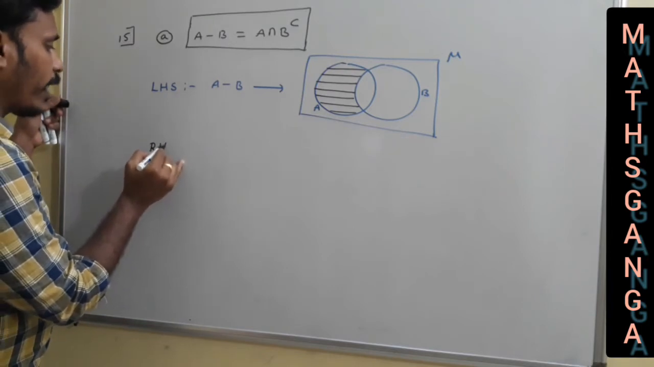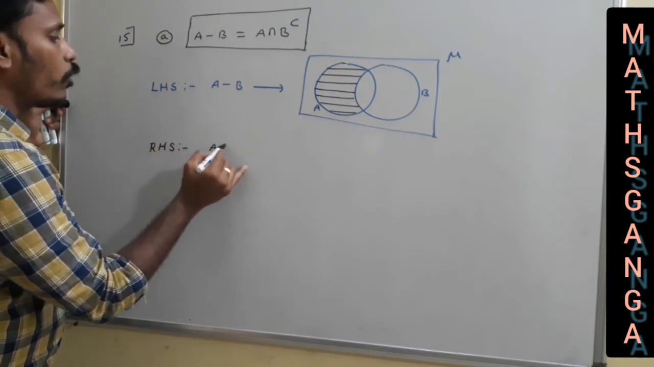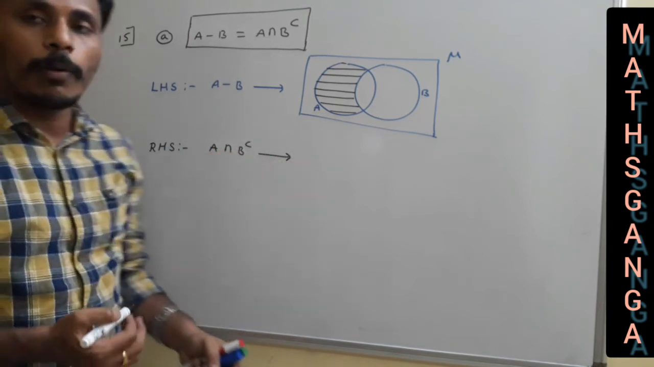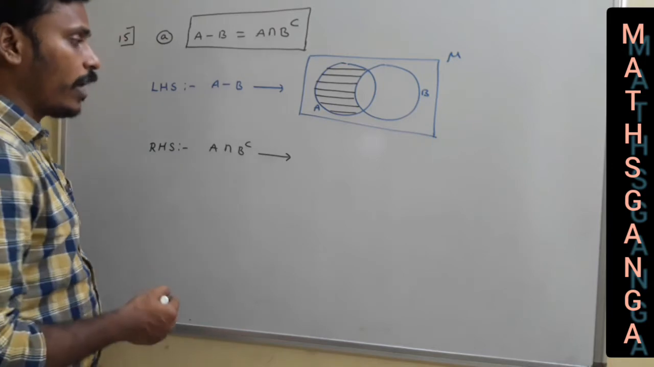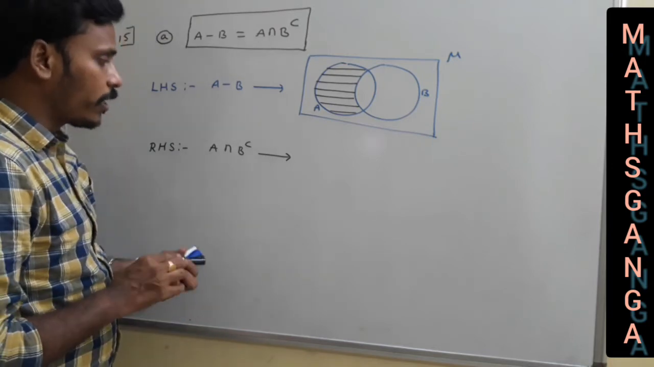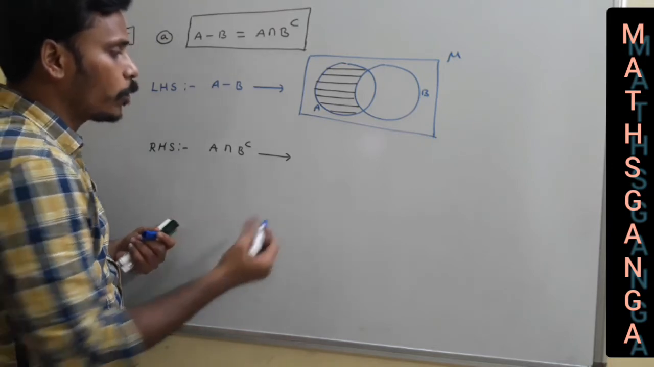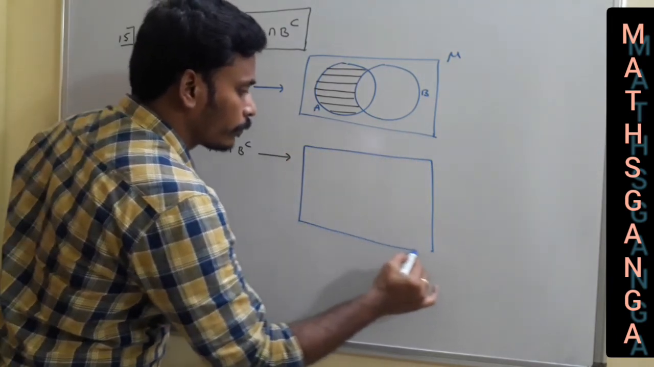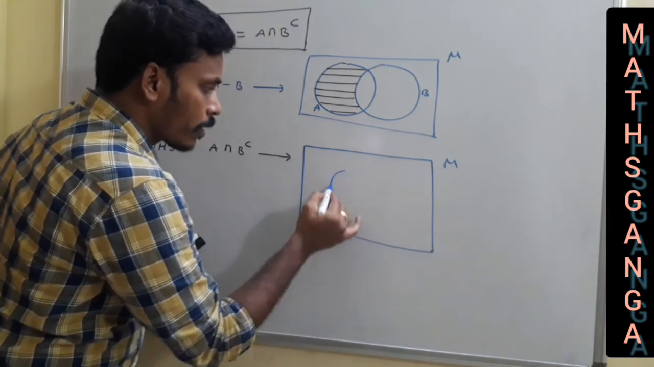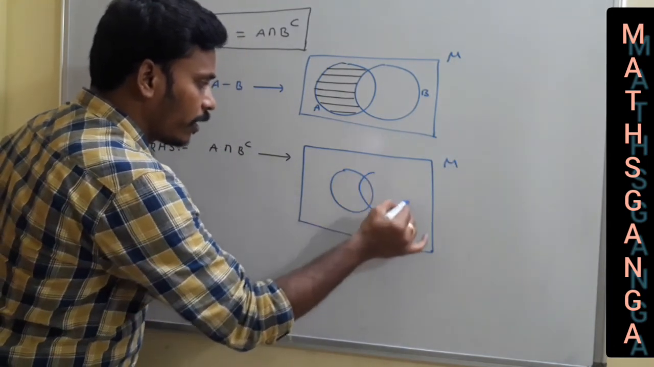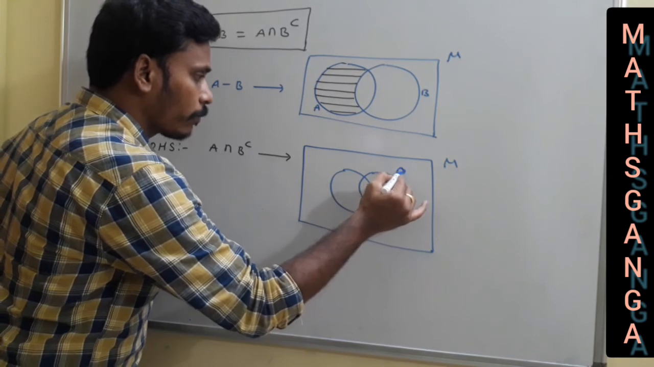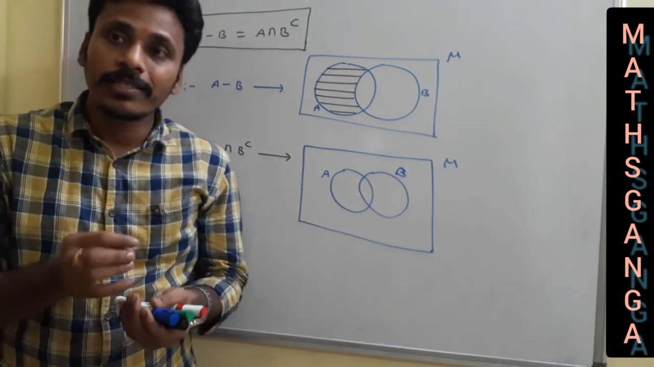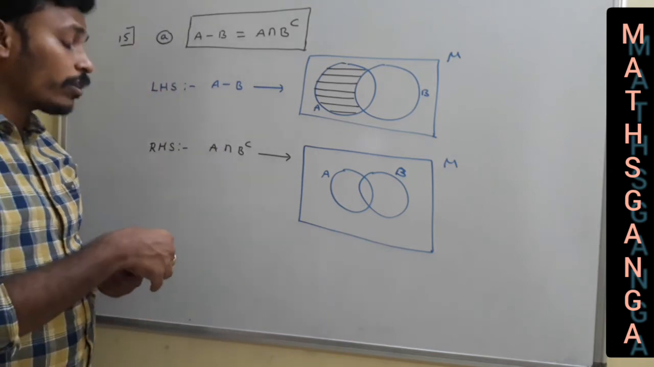Now coming to the right hand side, I need to shade A intersection B complement, the common region of A and B complement. You start with the universal set, with set A and set B. Now for A intersection B complement, I need to consider both A and B complement.